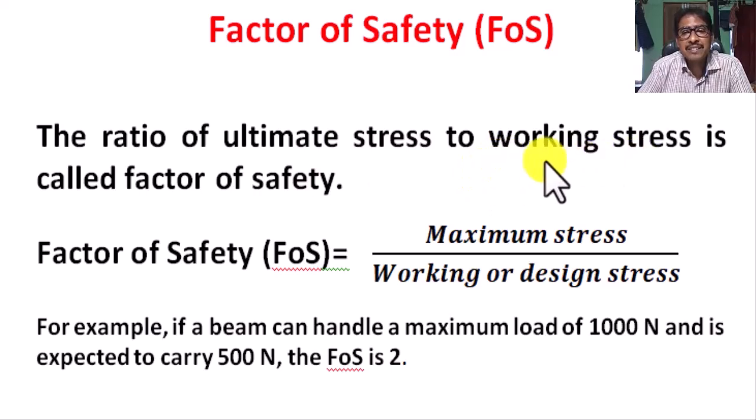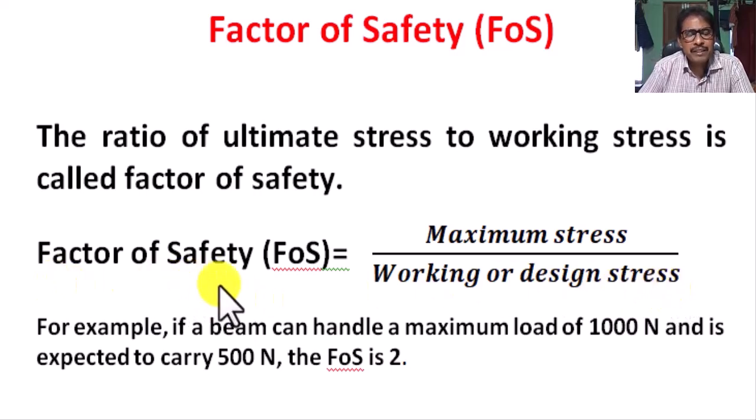What is working stress? Working stress is the stress we use at normal working condition. Working stress can refer to the stress that can prevent a structure from failure. The stress that is capable of preventing failure is called working stress or allowable stress or design stress. Now, factor of safety is equal to maximum stress divided by working or design stress.